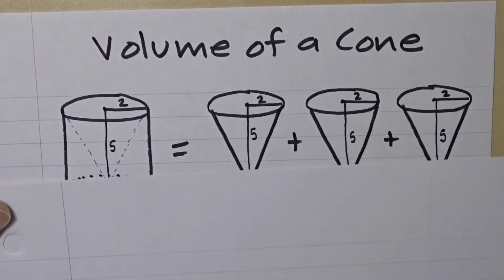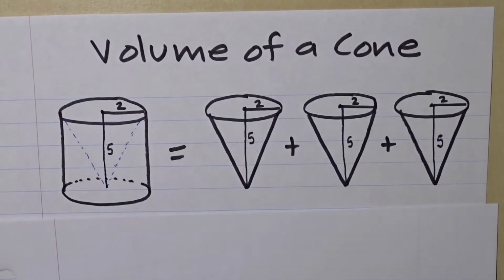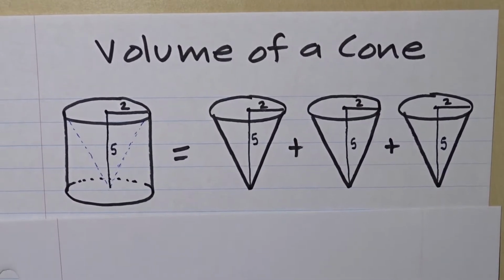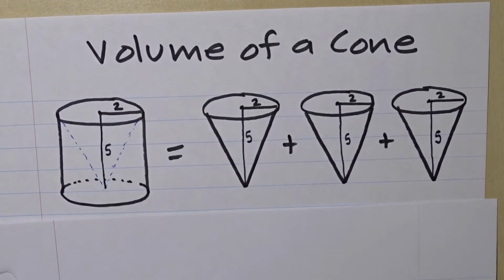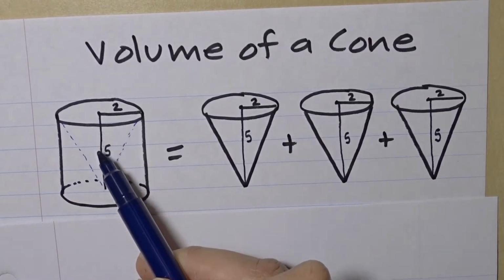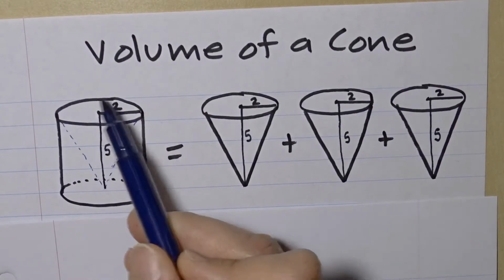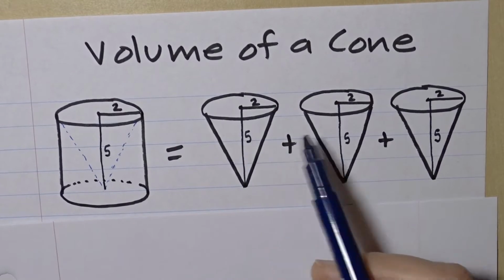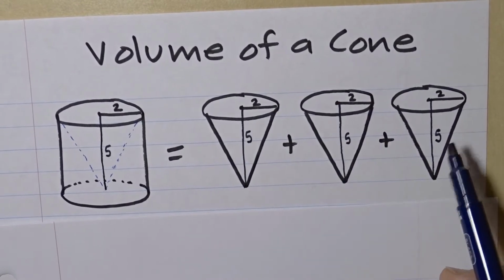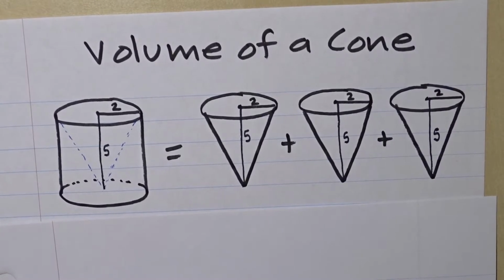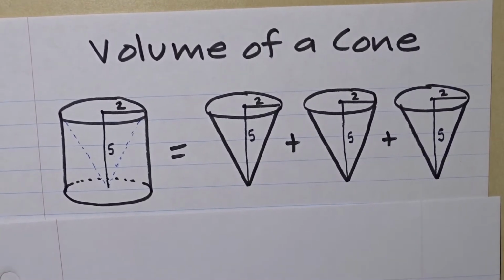So if you have a cylinder with a radius of 2 and a height of 5, and you imagine the cone that sits perfectly within that cylinder, that cone would also have a height of 5, and the base would be a circle with the radius of 2. If I take this cone 3 times, it will be equal to the entire volume of the cylinder. So I'm going to show you a little bit of a visual, a demonstration that would actually display this.